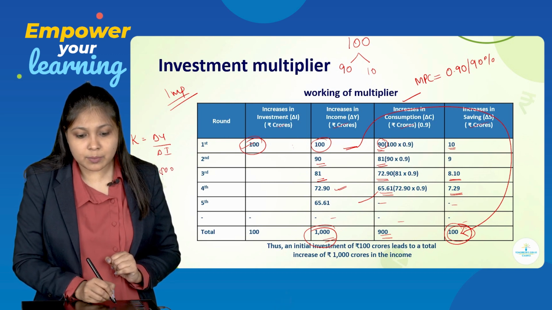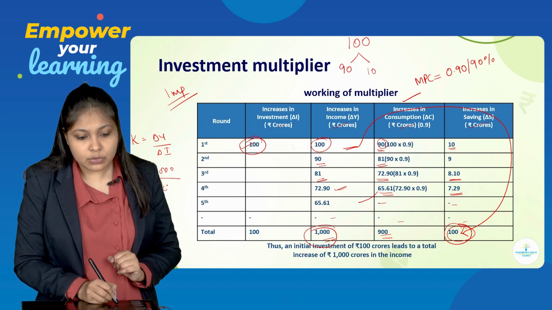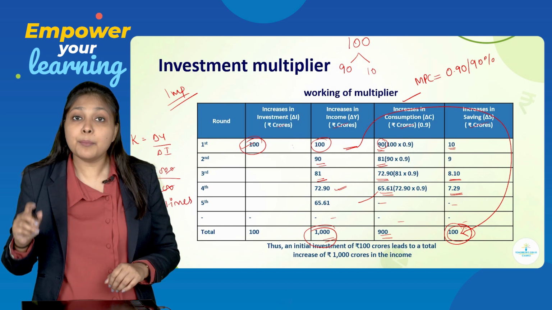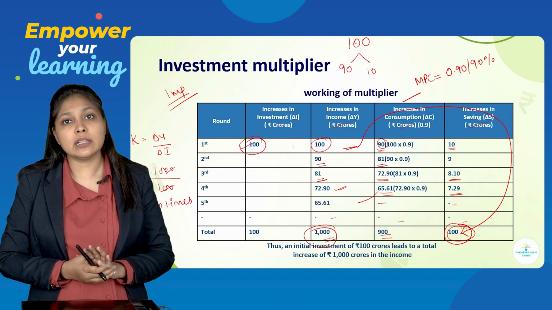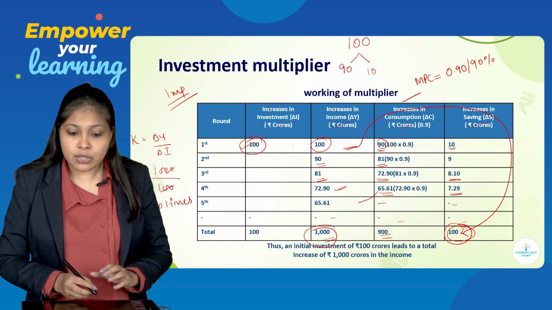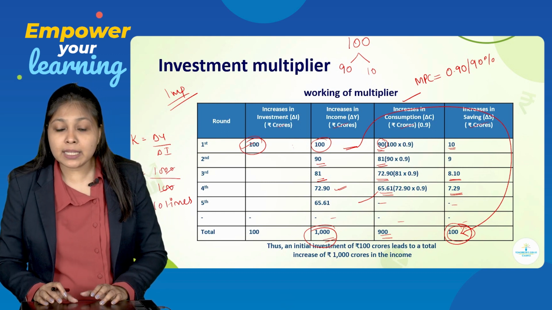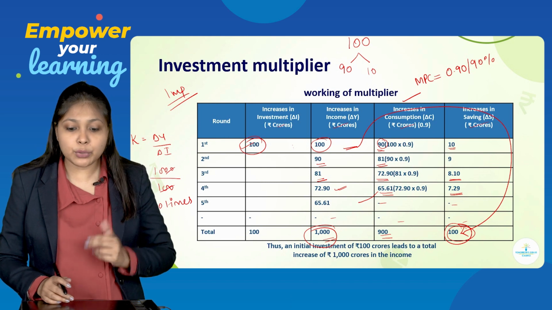And change in investment is how much? 100. So when you cancel out, you get 10 times. That means by 10 times your income will be increasing. So here your total should be 1000. Here your total should be 900. Now again, how do you know that?